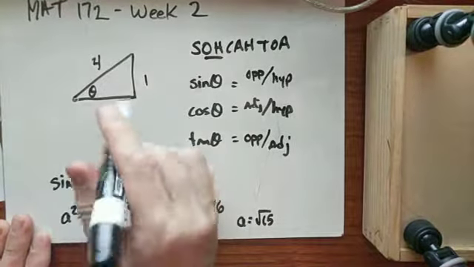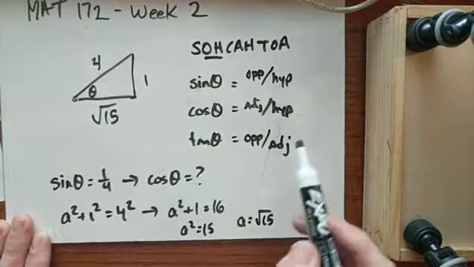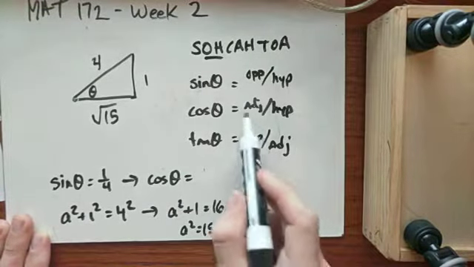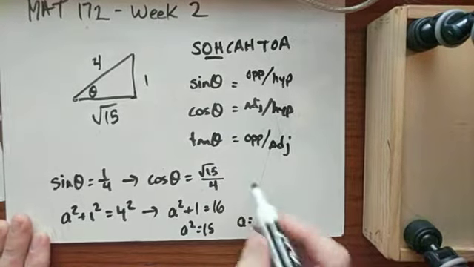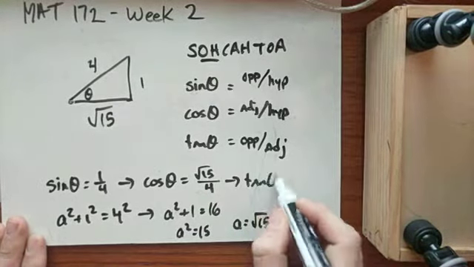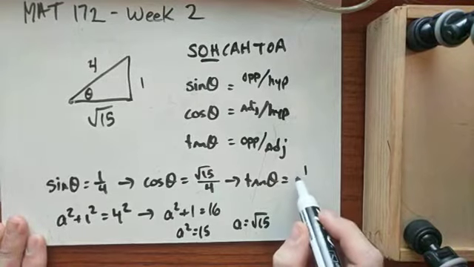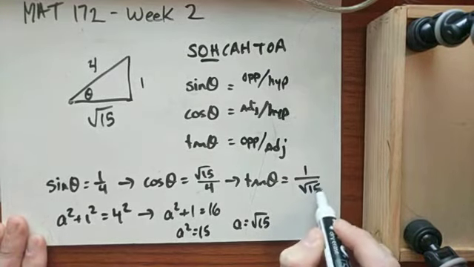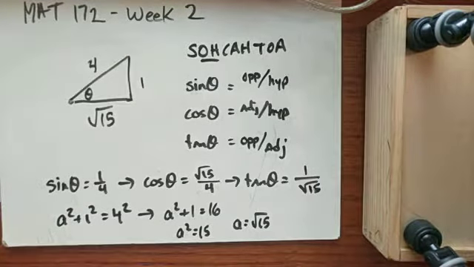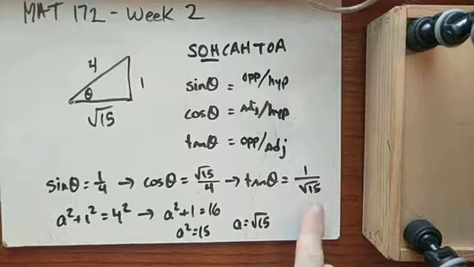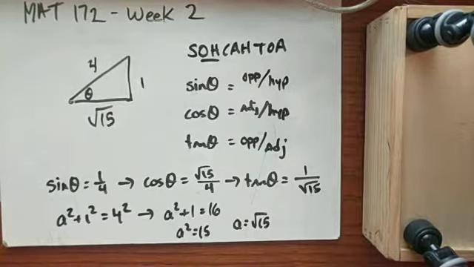Because I now know the length of that side, I know the cosine of the angle. The cosine is the adjacent side, which is now square root 15, divided by the hypotenuse. And if you needed it, you could also get the tangent, which is the opposite over the adjacent. ALEKS might tell you to rationalize that and get square root 15 over 15, but I think you can write it like this in ALEKS and be fine.